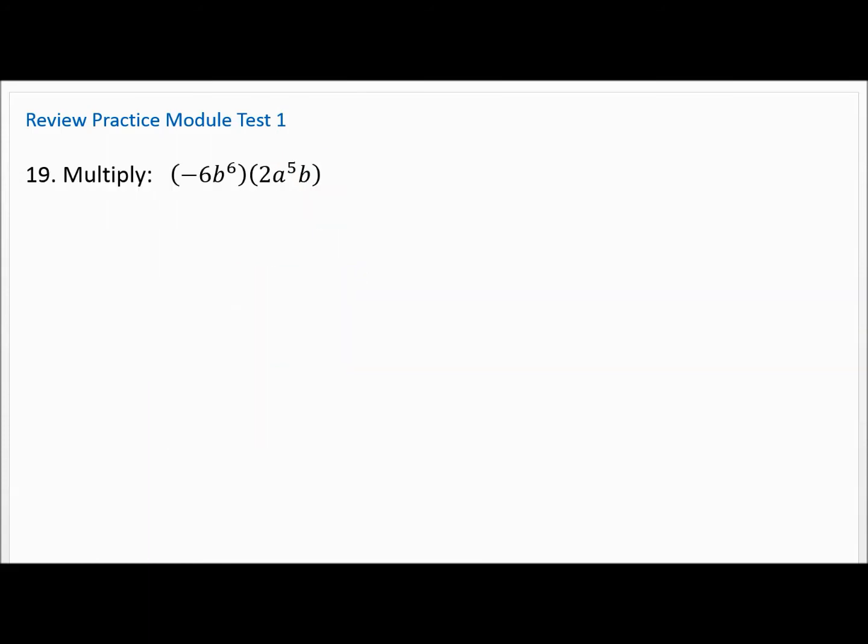Okay, problem 19, we have multiplication. It says multiply. I could easily say simplify. And again, this is just all multiplication. There's no addition, subtraction, so there's no distributive property needed, no FOIL method, no first, outer, inner, last, nothing like that. You're just multiplying the number part times the number part, and then the a's times the a's, and the b's times the b's. That's it. That's all you're doing.